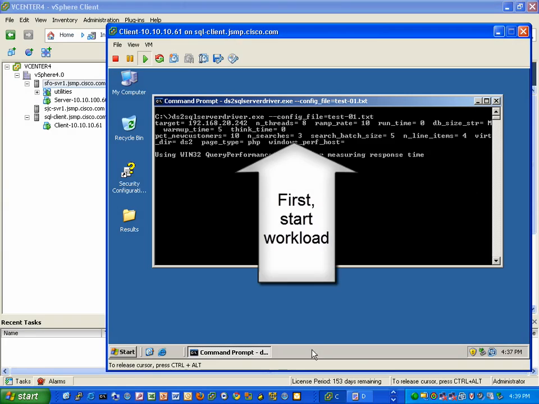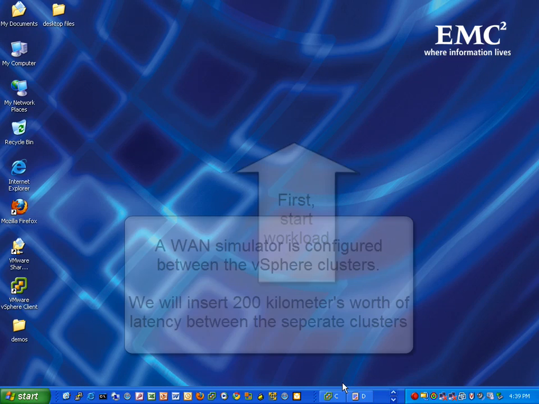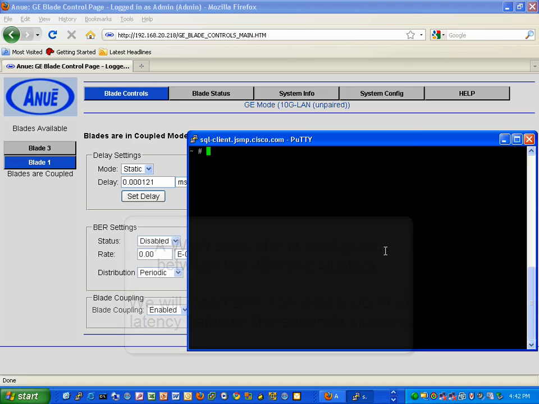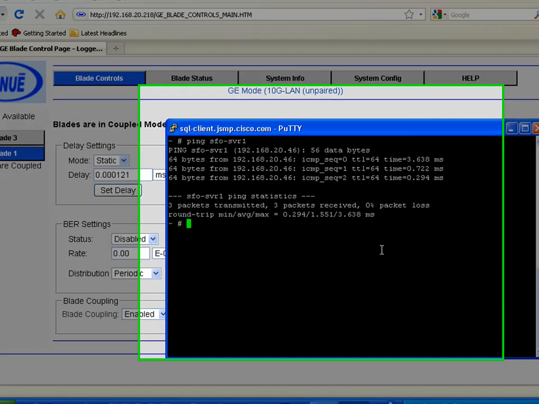First, let's start a workload in the VM that will be vMotioned. In this case, we're using a common SQL Server OLTP type benchmark. We've also got a WAN simulator between the two vSphere clusters. While the testing was across a wide range of latencies, in this demonstration we'll just use the maximum that was tested, which was roughly 200 kilometers.